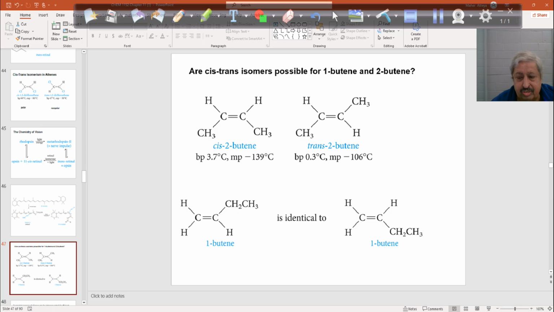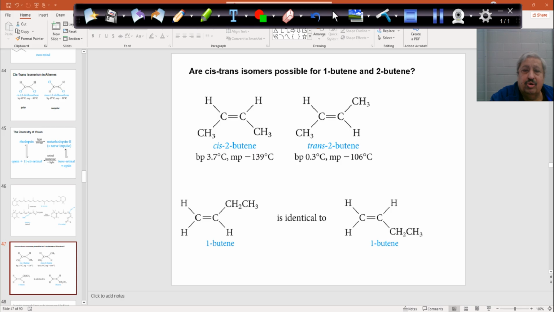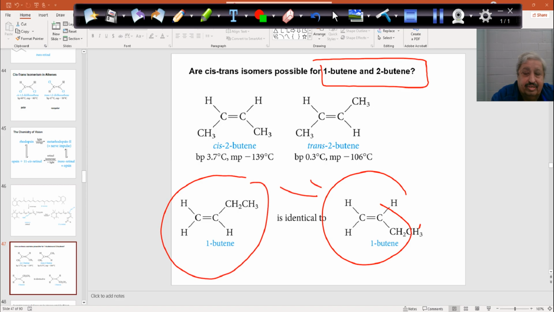So you can see here 1 butene and 2 butene. The question is, out of those, which one will have cis and trans? It turns out to be the 1 butene, if you flip it the other way, will be the same thing. So this is identical to this. They are the same molecule, correct?